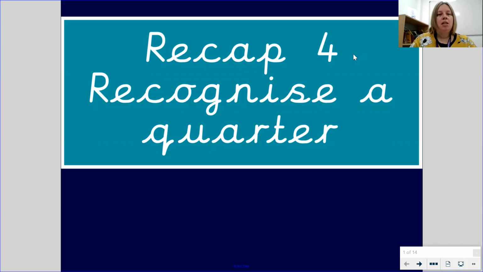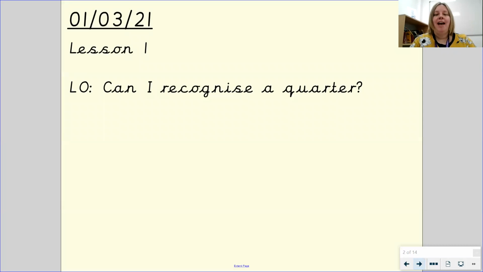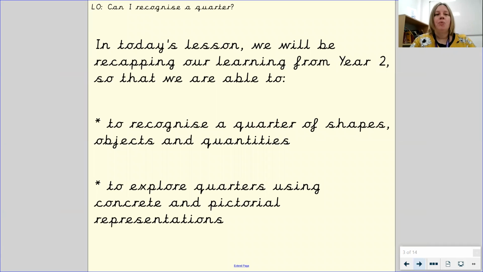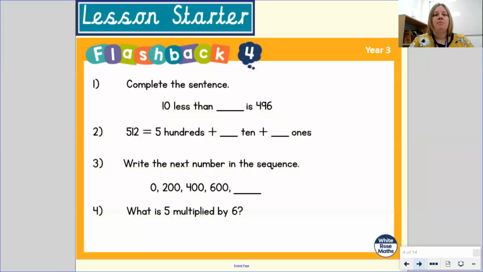This week we're going to be continuing our learning about fractions. Today is a recap lesson on recognising a quarter. Our learning objective is, can I recognise a quarter? In today's lesson, we will be recapping our learning from Year 2 so that we are able to recognise a quarter of shapes, objects and quantities. We will also explore quarters using different representations.